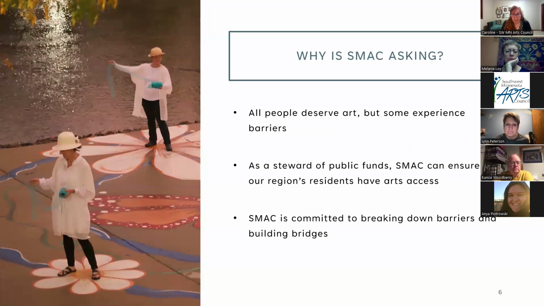So why is SMAC asking about people who might be underserved or underrepresented as part of our grant application process? And why are we asking for organizations to actively engage with people in those groups? I think we can all agree that all people deserve art in their lives, but there are definitely access gaps and barriers for some groups. SMAC as an organization is a steward of public funds, so we have both the opportunity and the responsibility to ensure that everyone living in our region has access to arts experiences. And because of that, we are committed to breaking down barriers and building bridges to participation in the arts for everyone.